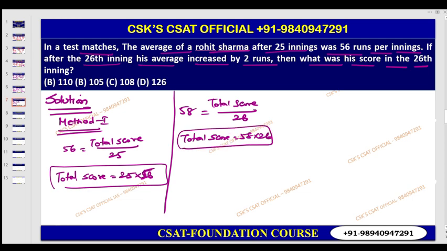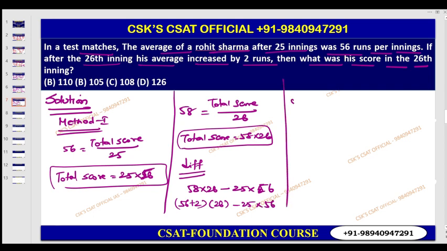If you subtract this, automatically you will get it. So find the difference here: 58 into 26 minus 25 into 56. Now if you are good at calculations, or doing fast multiplication, you can do it. The simple thing here is: (56 plus 2) into 26 minus 25 into 56. Now bring this 25 inside the bracket: 56 into 26 plus 2 into 26 minus 25 into 56.